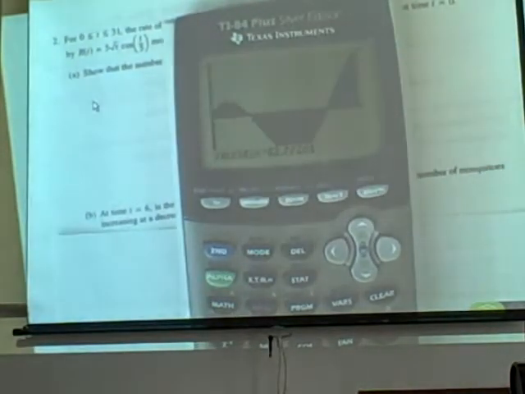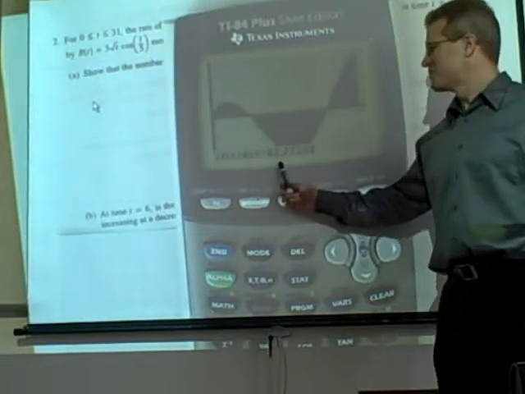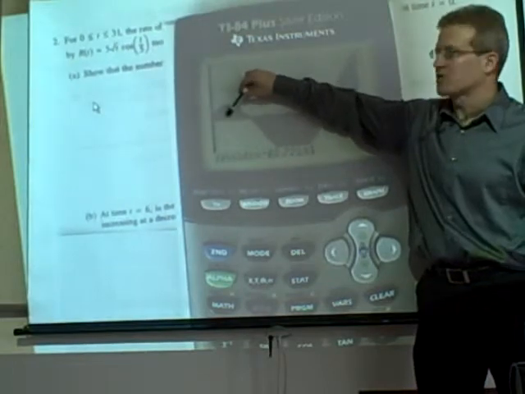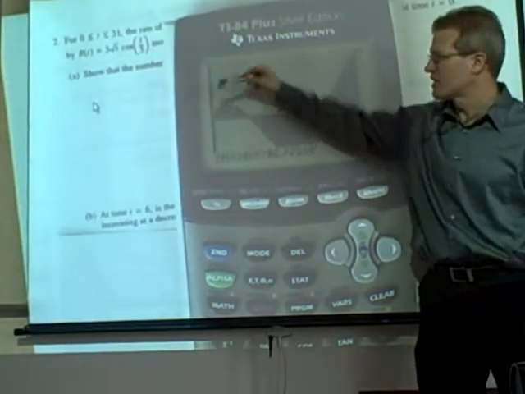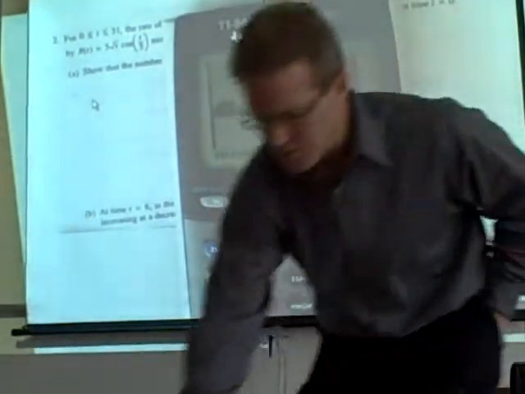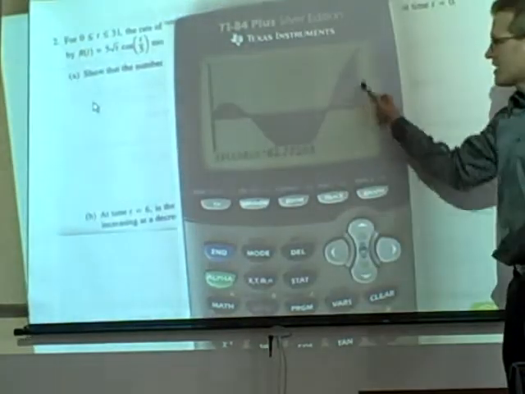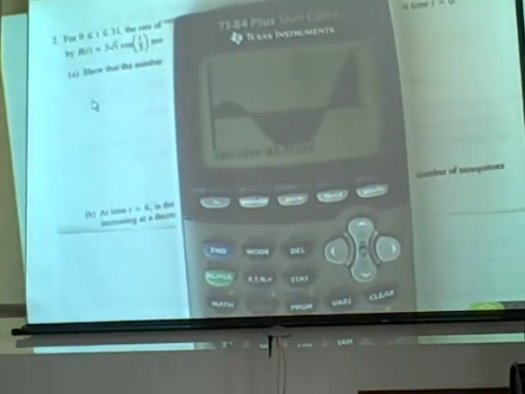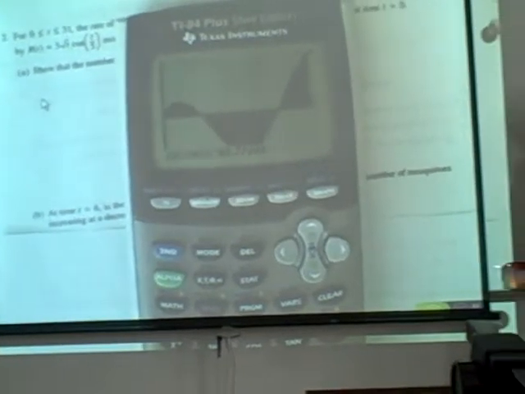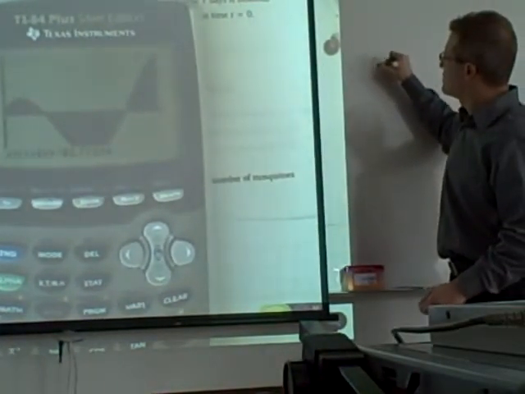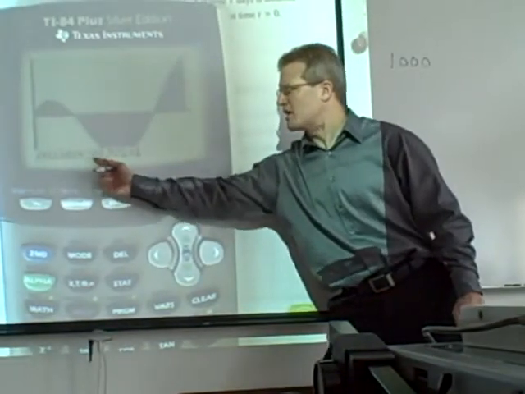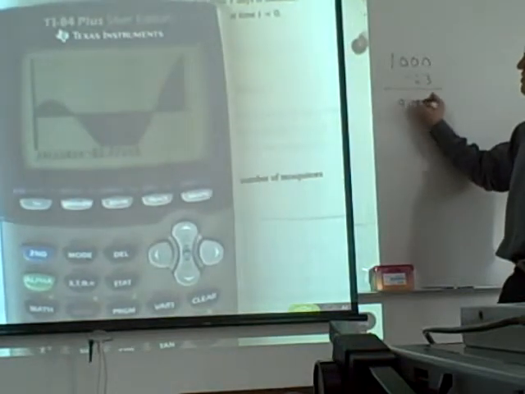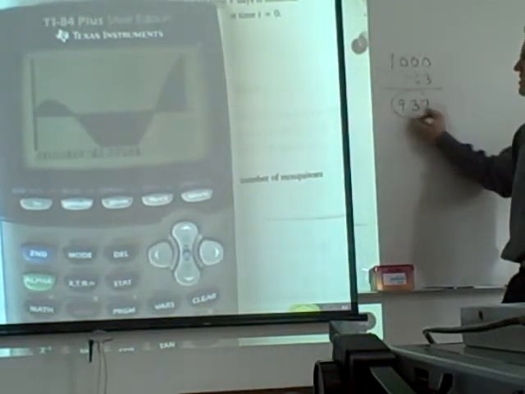So this is giving me, whoa, I'm on the computer, negative 63. So here the island was gaining mosquitoes. It gained however many mosquitoes this area is. Down here, below the x-axis, it's losing mosquitoes. Here it's gaining again. But in the end, we started with 1,000 mosquitoes. In the course of 30 days, we have a net change of about negative 63. So after 30 days, there would be about 937 mosquitoes left on the island.